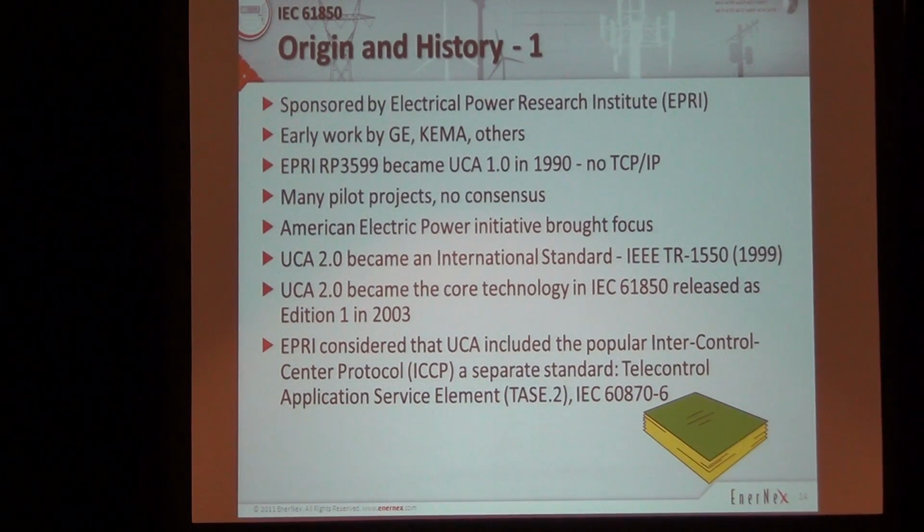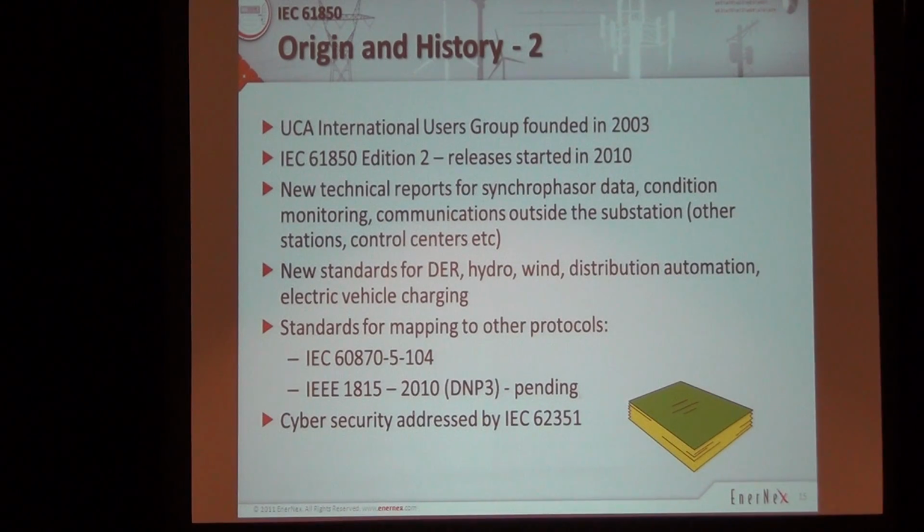EPRI at that point, in conjunction with these other activities, included ICCP as part of the UCA suite of standards, and it is now often referred to as TASE.2 or IEC 60870-6. The UCA International Users Group was formed in 2003, and they have a very important role in this whole activity, and I'll get into that in a minute. And edition 2, the releases started in 2010.